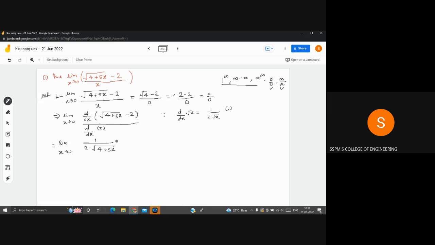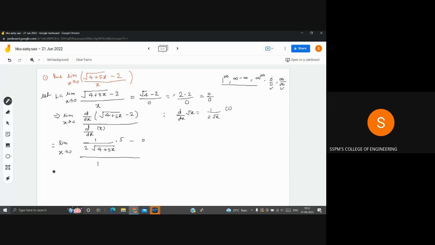Okay, into it's not completed. We have not taken the derivative of the term inside the function. So into the derivative of the term with respect to x, it is 5. And the derivative of 4 is 0, minus the derivative of 2 with respect to x, it is 0 because 2 is constant, upon the derivative of x with respect to x, it is 1.